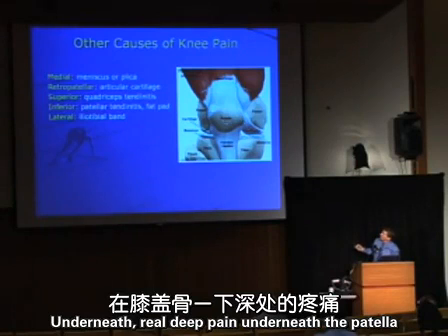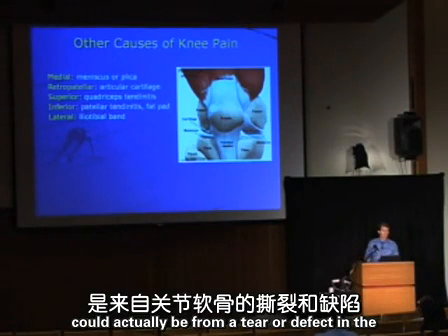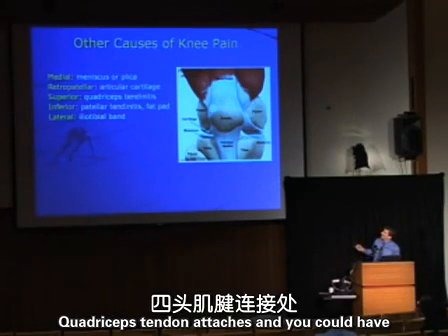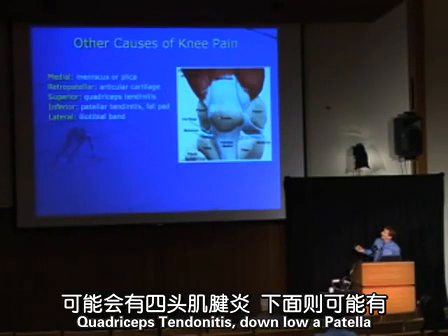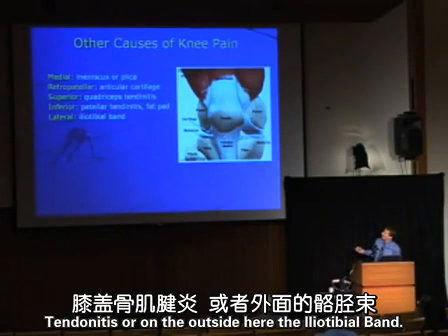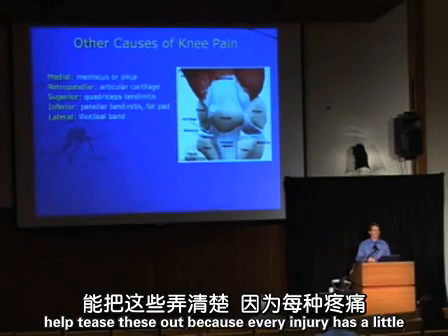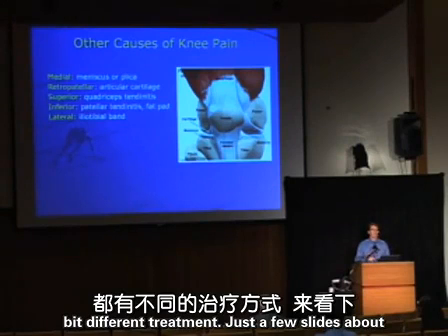Underneath, a real deep pain underneath the patella could actually be from a tear or a defect in the articular cartilage. Up high here is where the quadriceps tendon attaches, and you could have a quadriceps tendonitis. Down below, a patellar tendonitis. Or on the outside here, iliotibial band. And that's where doing a detailed examination can help tease these out, because every injury has a little bit different treatment.